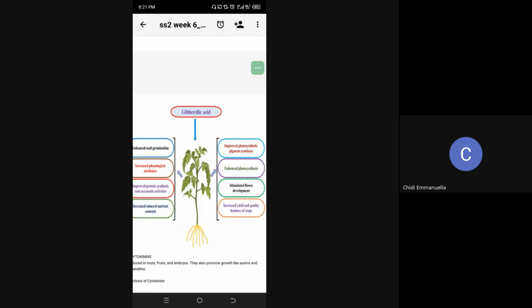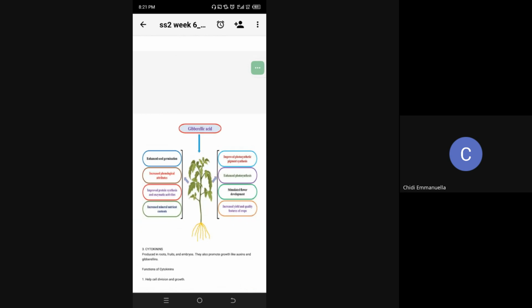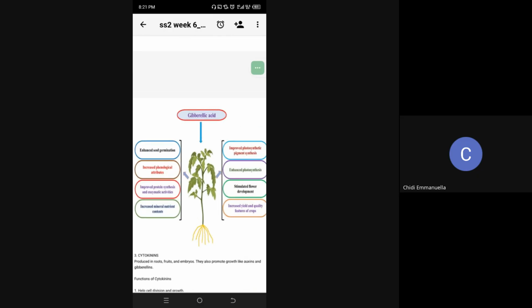So this is a diagram still talking about gibberellins. Sometimes they call it gibberellic acid. So what are more functions of gibberellin? It enhances seed germination. It increases different physiological attributes of the plant. It improves protein synthesis and enzymatic activities, that is the activity of enzymes. It ensures that enzymes perform their role. So it gives a good condition for enzymes to perform.